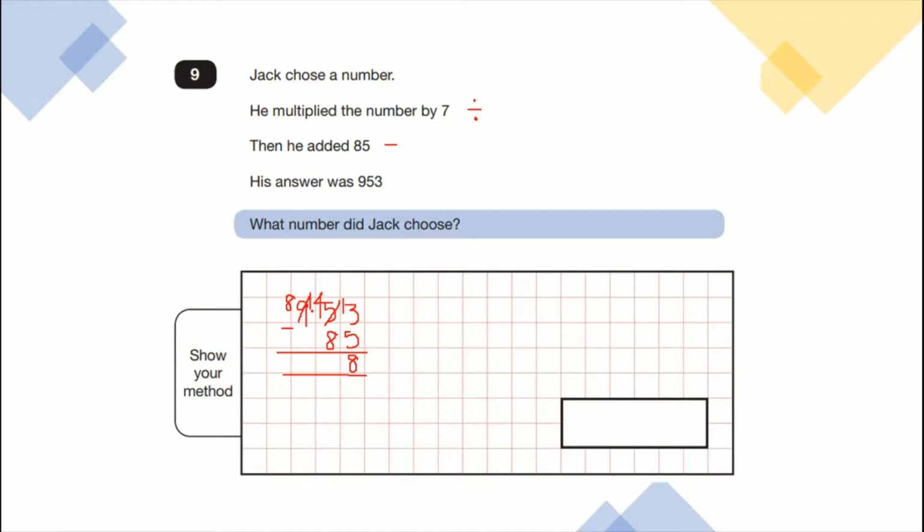14 minus 8 gives us 6. 8 minus 0 is 8. So we've got 868. Now we're going to divide this by 7. So how many 7s are in 8? Well, that only goes in once with a remainder of 1. How many 7s are in 16? That's 2 times with a remainder of 2. How many 7s are in 28? That's 4. So Jack chose the number 124.